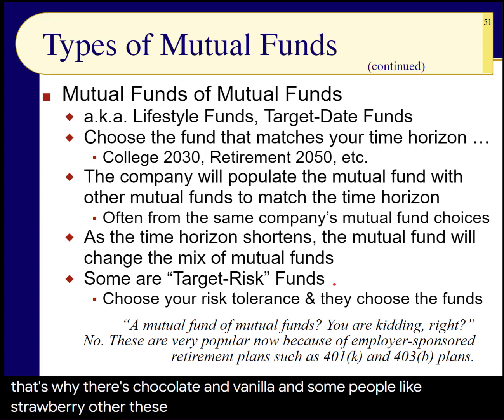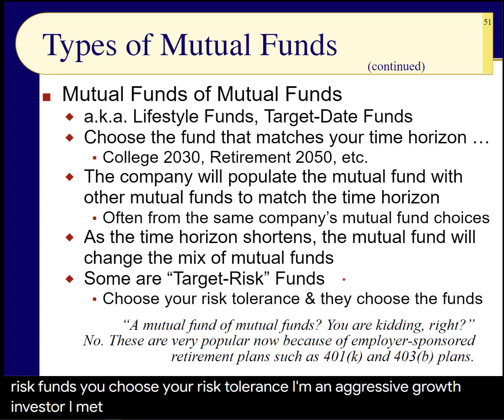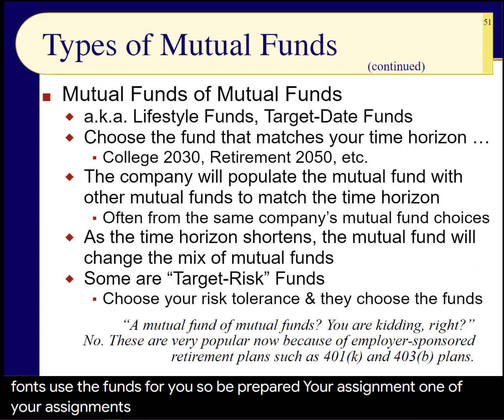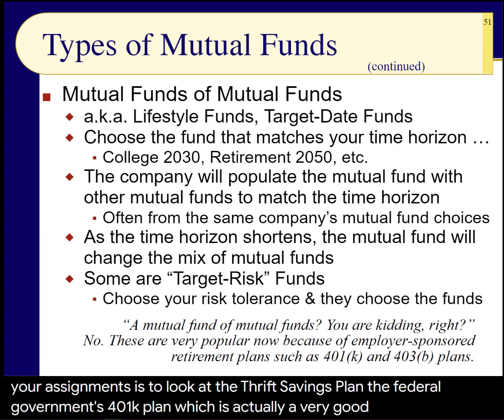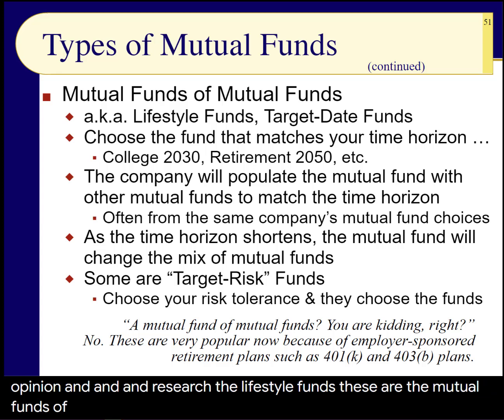Other of these mutual funds are called target risk funds. You choose your risk tolerance. I'm an aggressive growth investor. I'm a conservative income investor, and they will choose the funds for you. So be prepared to see these in your 401k, and of course your assignment. One of your assignments is to look at the Thrift Savings Plan, the federal government's 401k plan, which is actually a very good plan in my humble opinion, and research the lifestyle funds. These are the mutual funds of mutual funds.